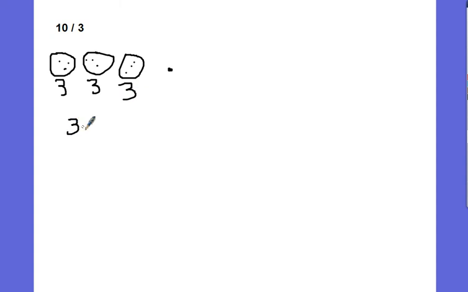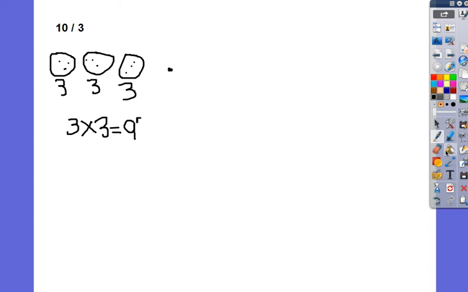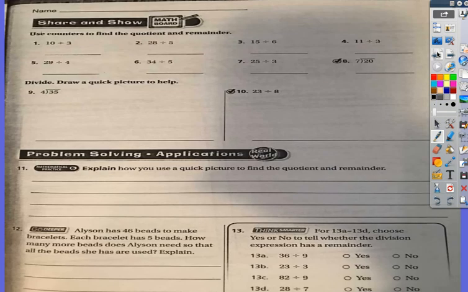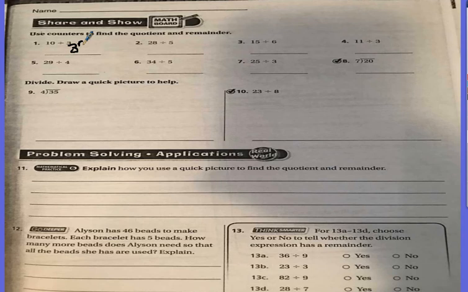Okay, I have 3 in each one. So 3 circles and 3 threes, so 3 times 3 is 9, and then I had 1 dot left over. Hold on a second, I did that one wrong. My answer should actually be what is in each one. Sorry. Okay, so there we go. So my answer should be 3, because there's 3 in each one. Remainder, I had 1 left over. Okay, so your answer for this one should be 3, remainder 1.